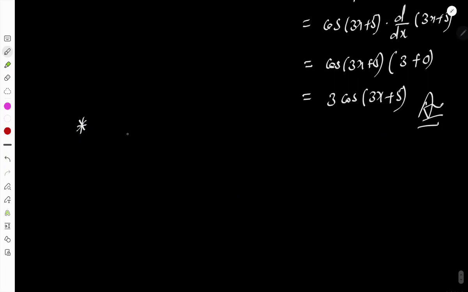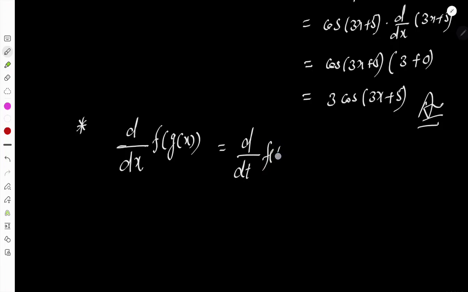Again, I am writing d by dx of any composite function, f of g of x. So what you need to do is assume g of x to be t, correct? And you write d by dt of f of t into dt by dx. In one way, you can say you are multiplying and dividing by dt. So we can write it like this.